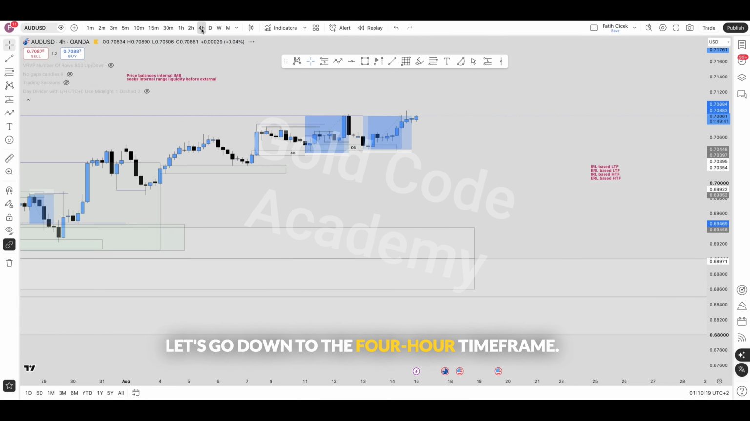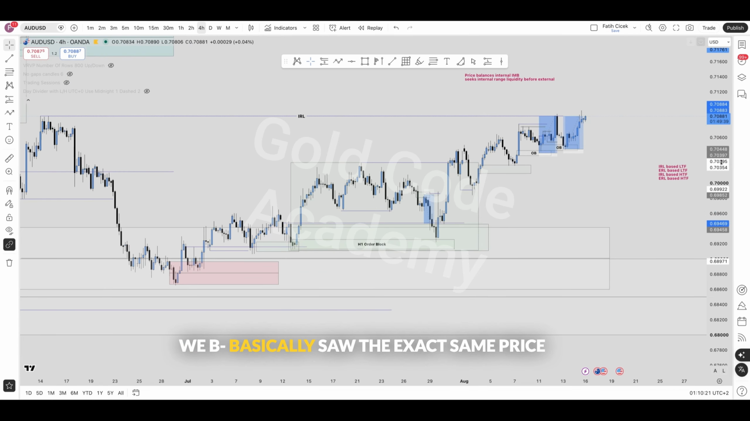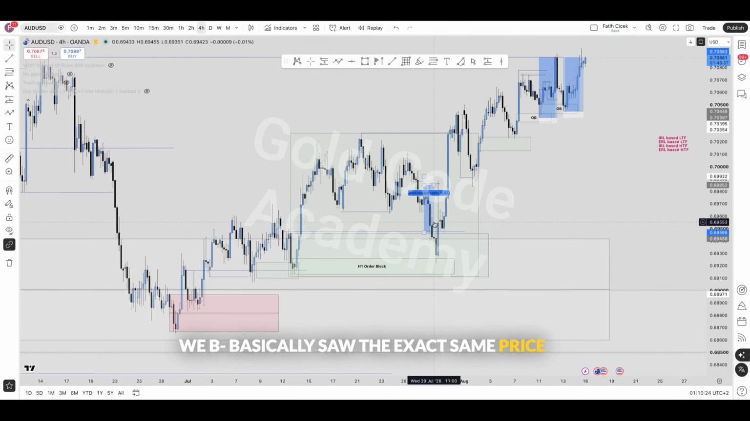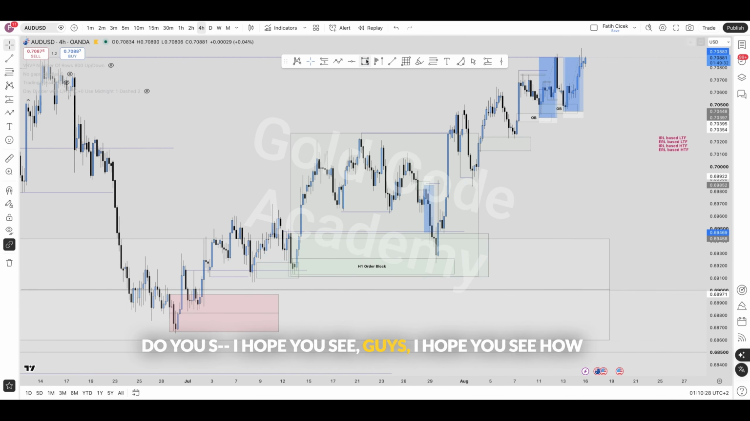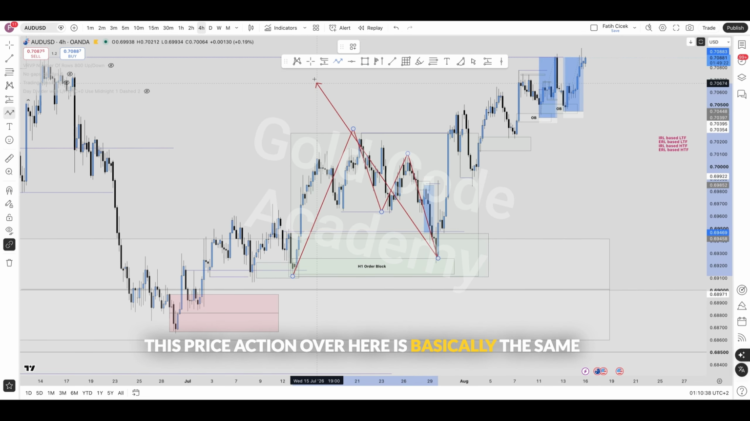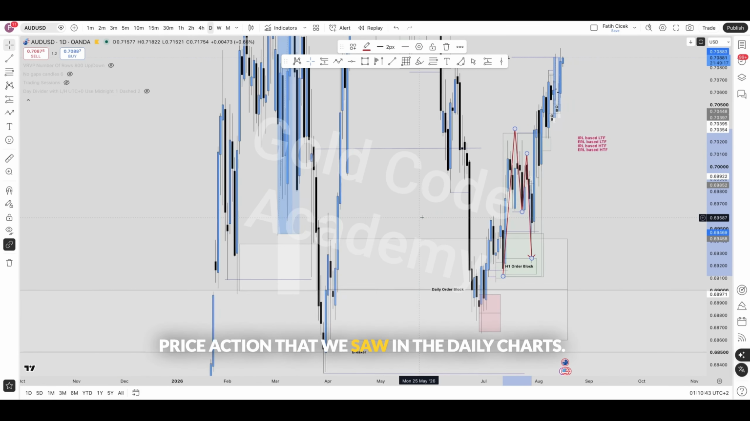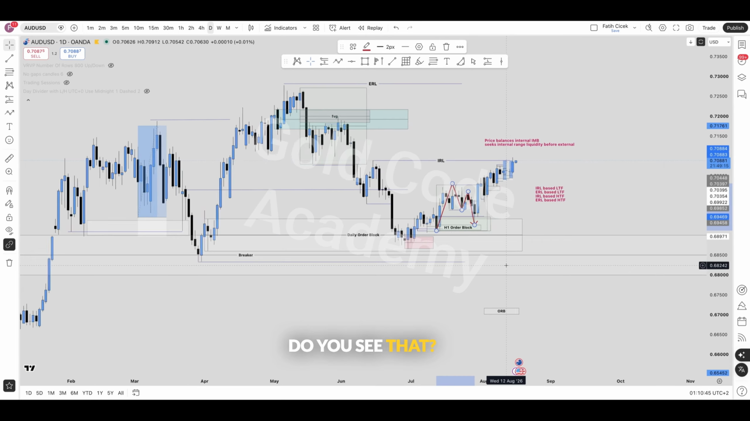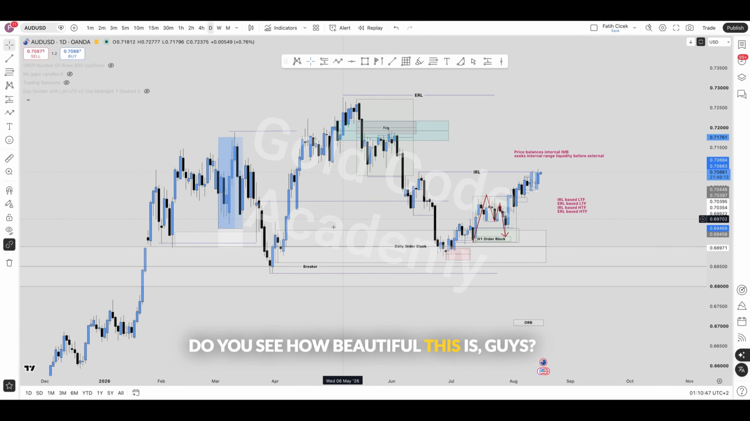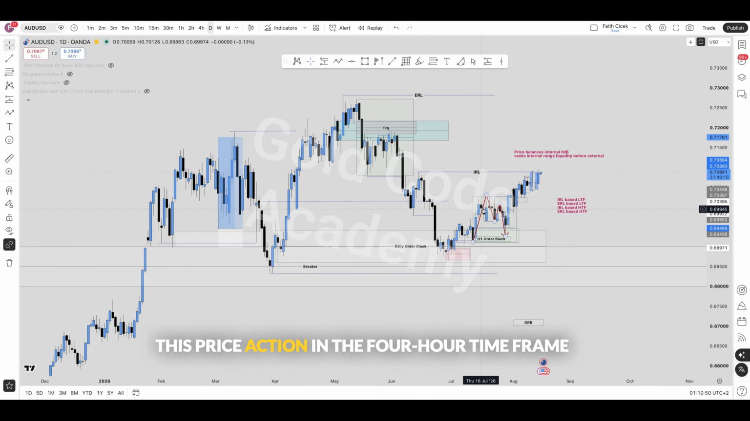Let's go down to the 4-hour time frame. We basically saw the exact same price action here on the 4-hour time frame. I hope you see how this price action over here is basically the same price action that we saw in the daily charts. Do you see that? Do you see how beautiful this is, guys? This price action in the 4-hour time frame is basically the same that happened here.